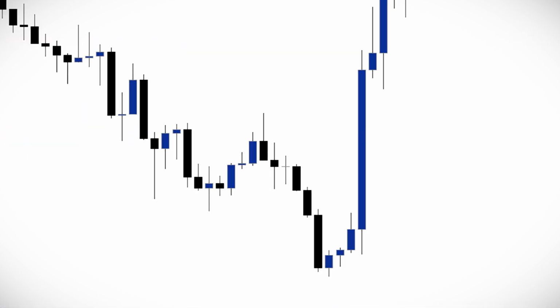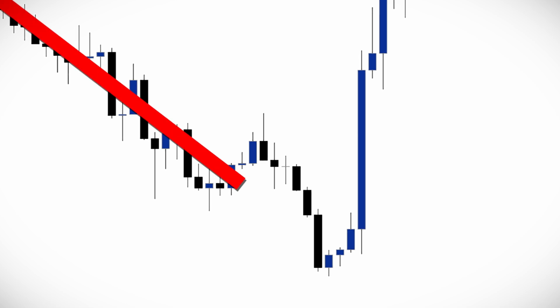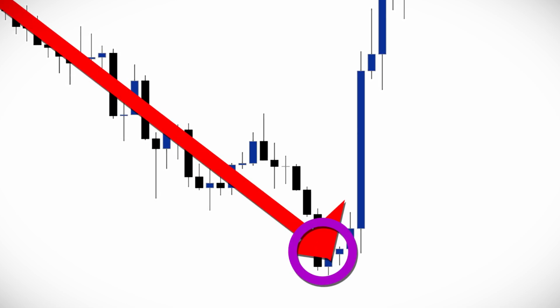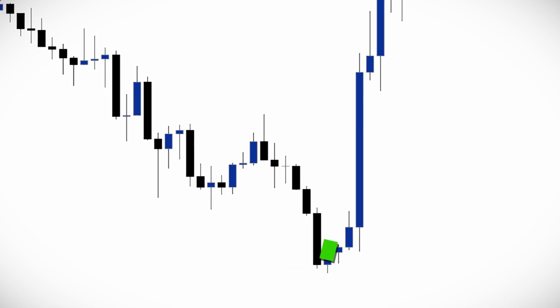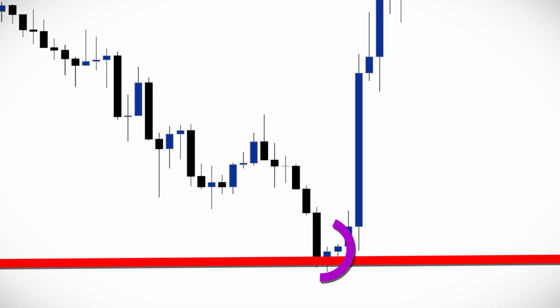Again, in this example, we can see price was gradually moving downwards. And when it got to this level, we had a reversal with this significant push to the upside. So what you can do in this case is to draw your support level right here at the swing low.